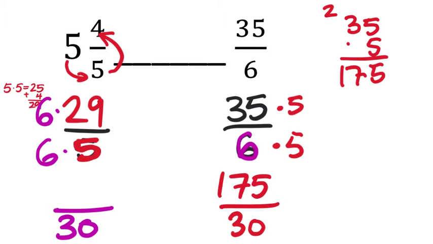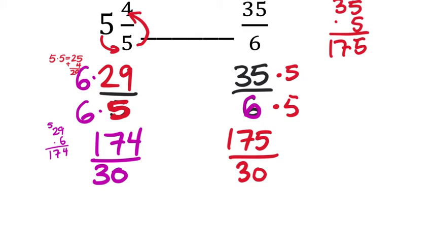All I've got to do now is determine what 6 times 29 is. So let's see if I've got enough room for that. 29 times 6. 9 times 6 is 54, carry the 5. 6 times 2 is 12, but add 5 is 17. So this ends up being 174 thirtieths. Okay?